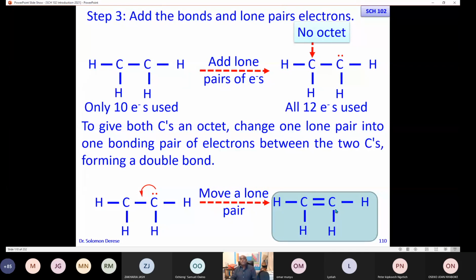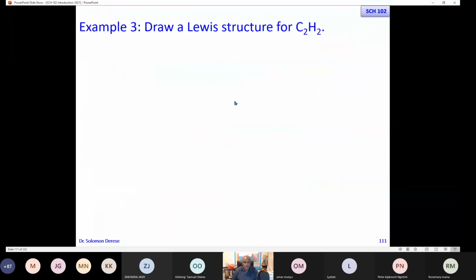When you do that, you see each of the carbons will have an octet of electrons. Each of them will have 4 bonds, because this carbon has formed 2 bonds as a result of the double bond, and then 2 bonds with the hydrogens, so 4 bonds each. This is a valid Lewis structure for C2H4. Now let's look at another example.